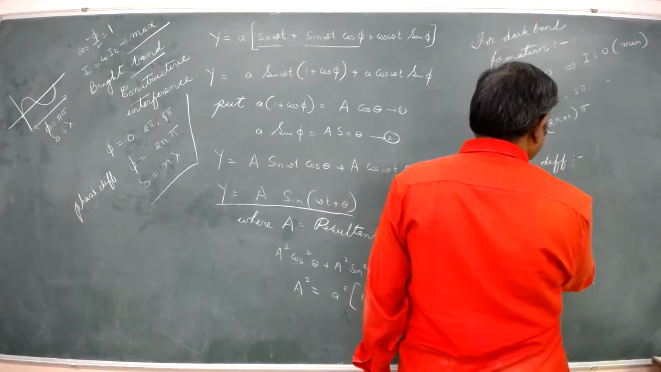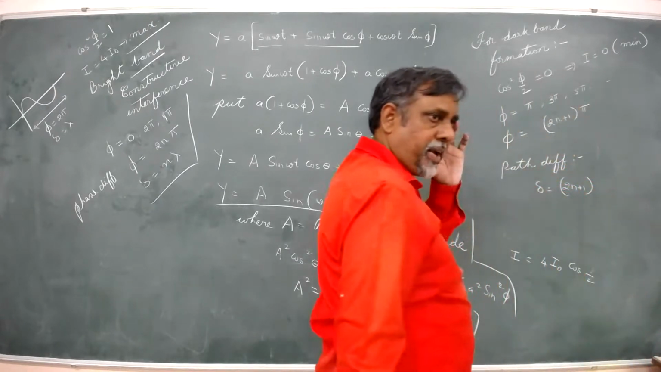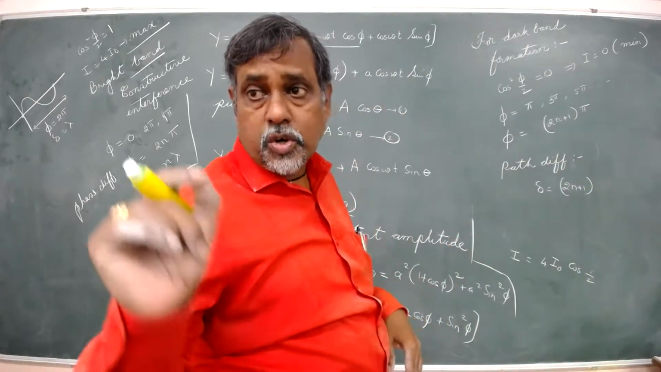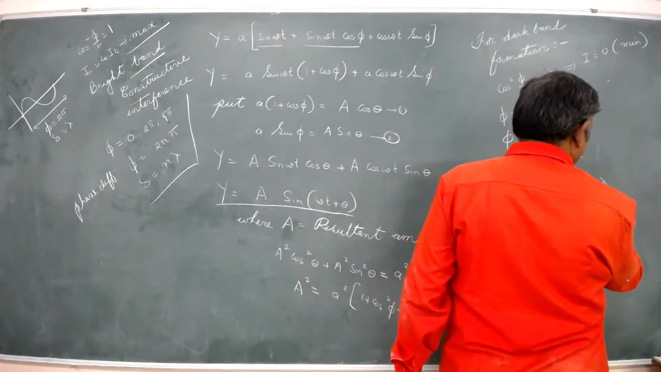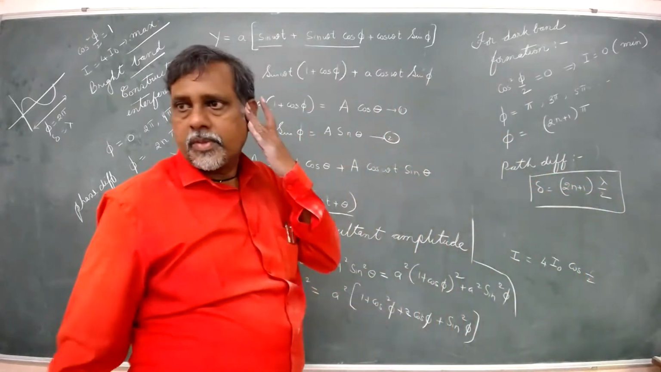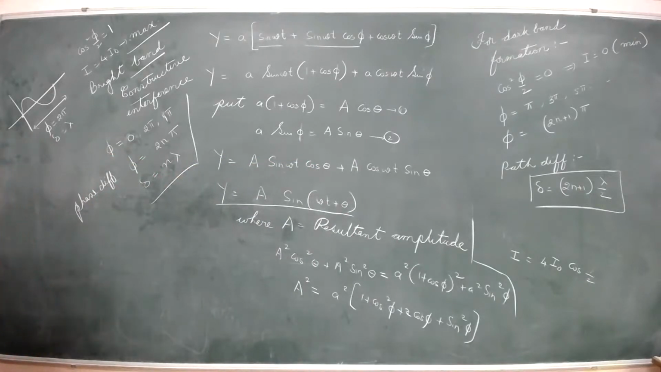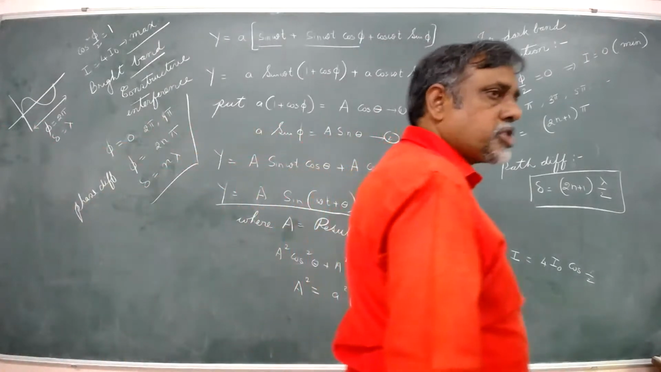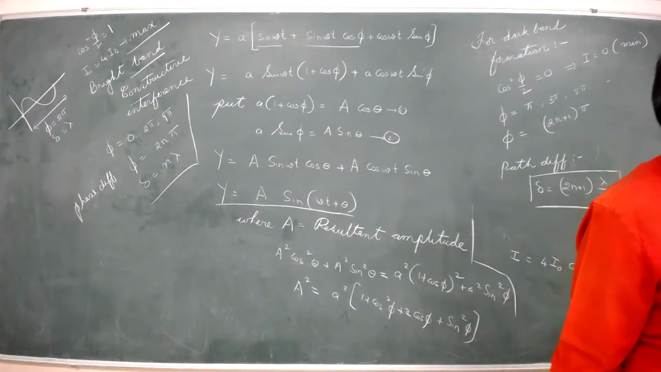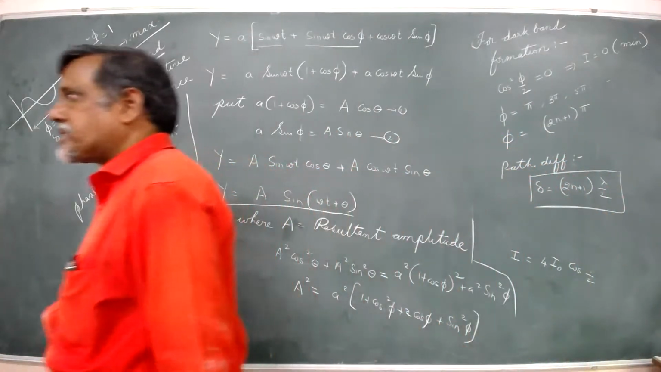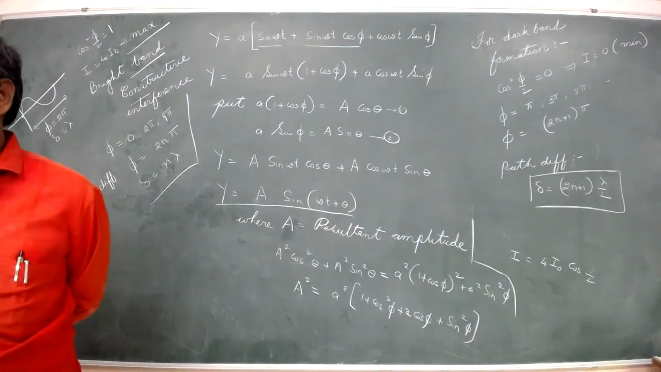Then what is the corresponding path difference delta? A phase difference of 2 pi radians corresponds to a path difference of lambda, so pi corresponds to lambda by 2. So the path difference is 2n plus 1 into lambda by 2. During interference, whenever we come across a phase difference of 2n pi and path difference n lambda, that is the indication of bright band formation, which is constructive interference. And whenever we come across a phase difference 2n plus 1 pi or path difference 2n plus 1 lambda by 2, dark band formation occurs, which is destructive interference.